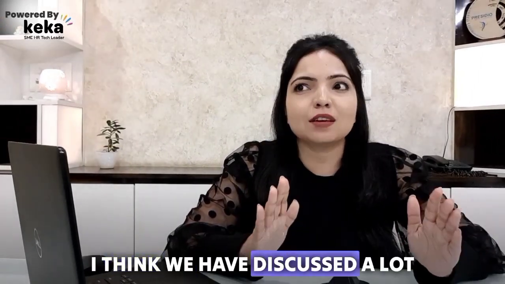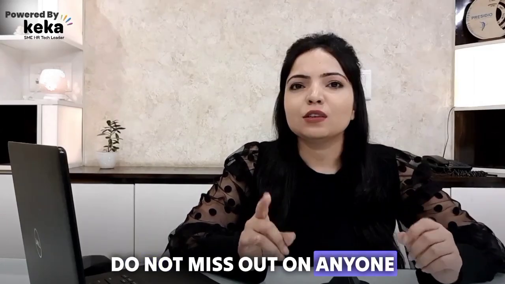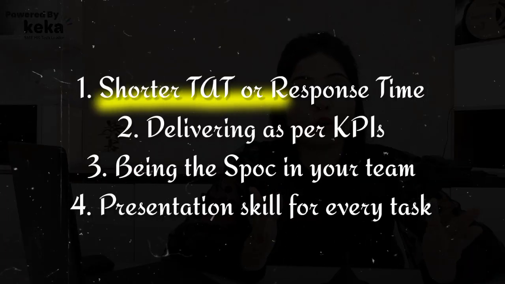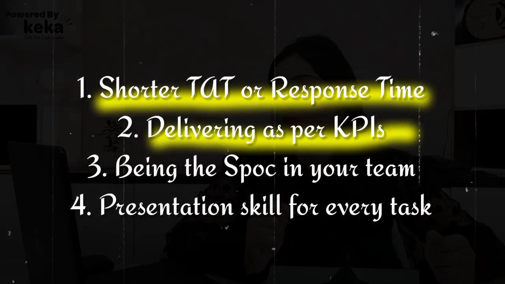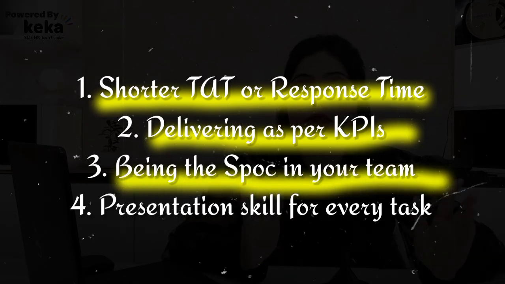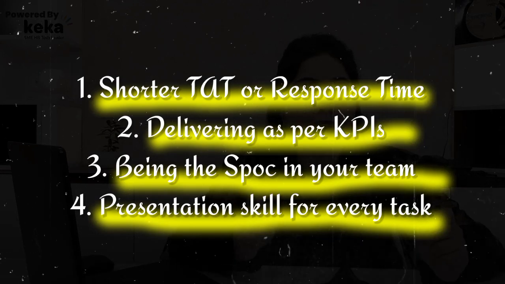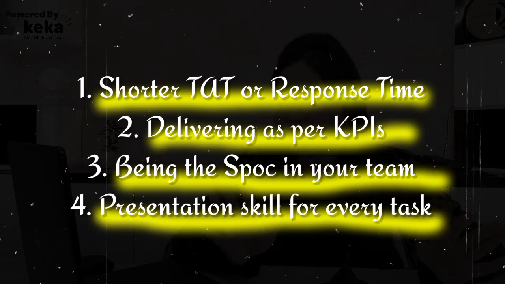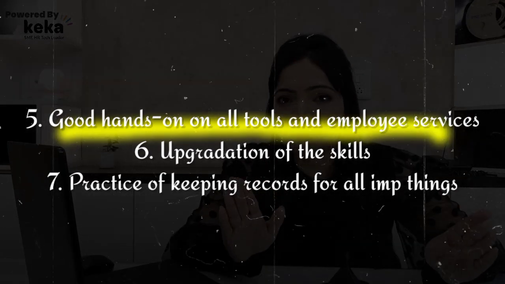So guys, I think we have discussed a lot of tips. So let's quickly summarize so that you can take a note and you do not miss out on anything. So I'll quickly read out all of them from my notes. We started with shorter turnaround time or response time, then delivering as per your KPIs. KPIs have to be your Bible. Being the SPOC in your team, which means being the face of your team. Presentation skill for every single task, where we talked about standardizing your email skills, your presentation skills, your Excel skills, all the skills. Then we discussed that you have to be hands-on on every single tool and service portal that is provided by the company for all the employees.